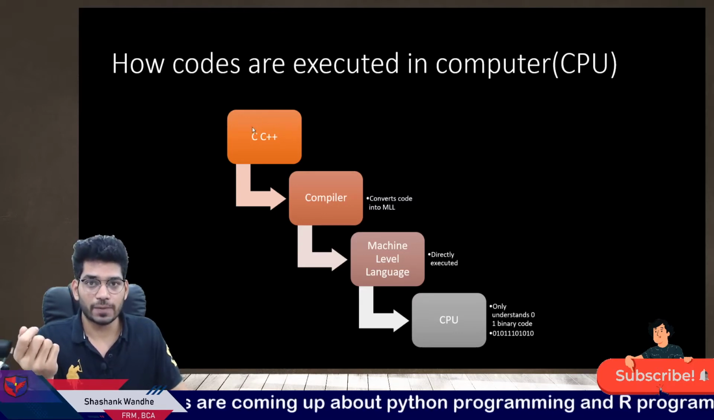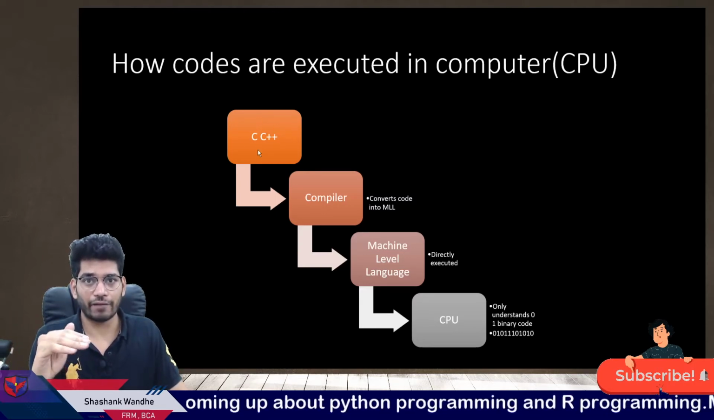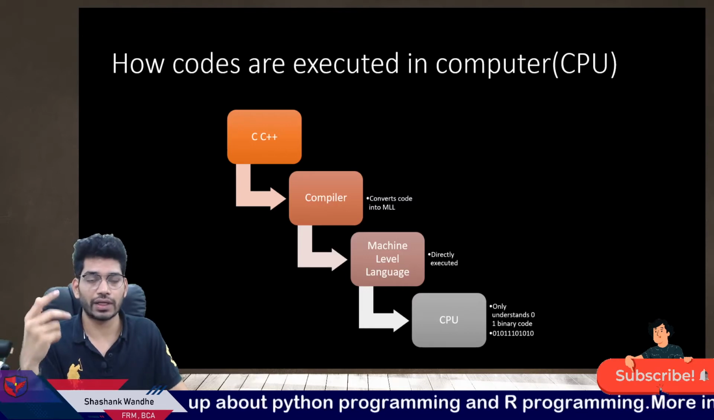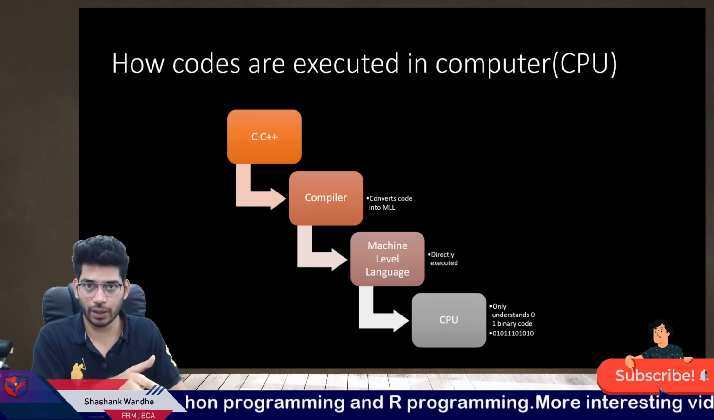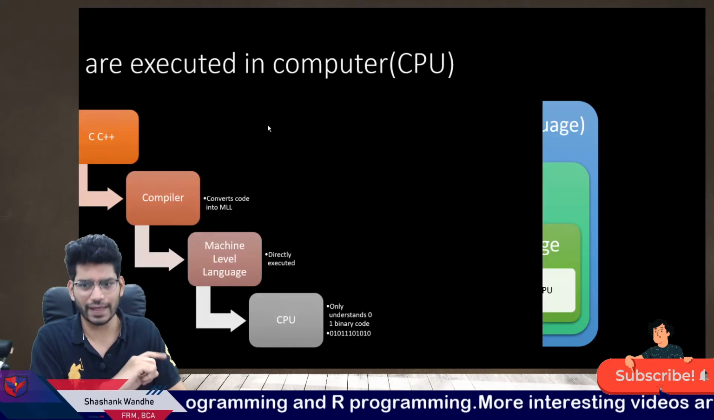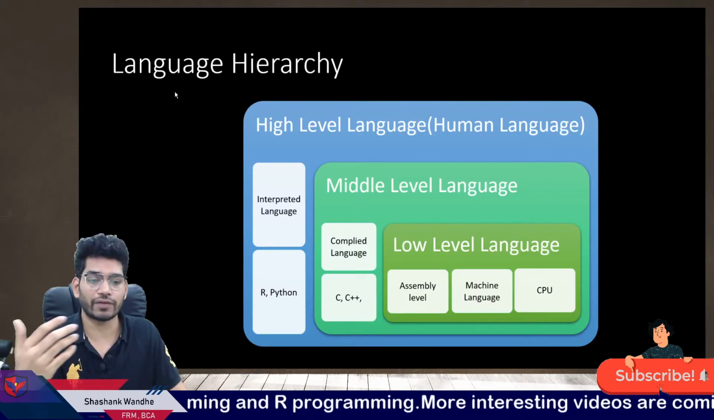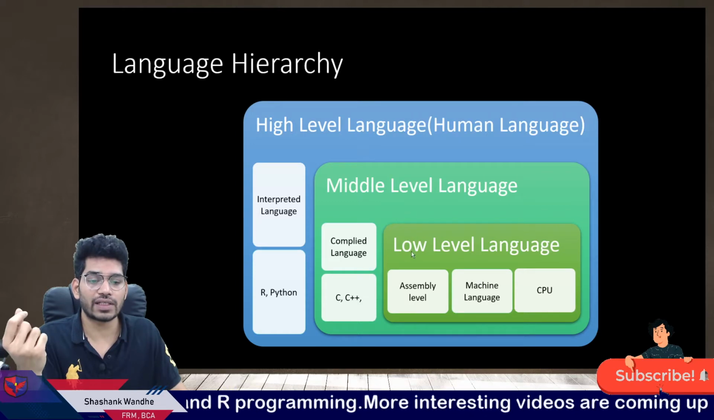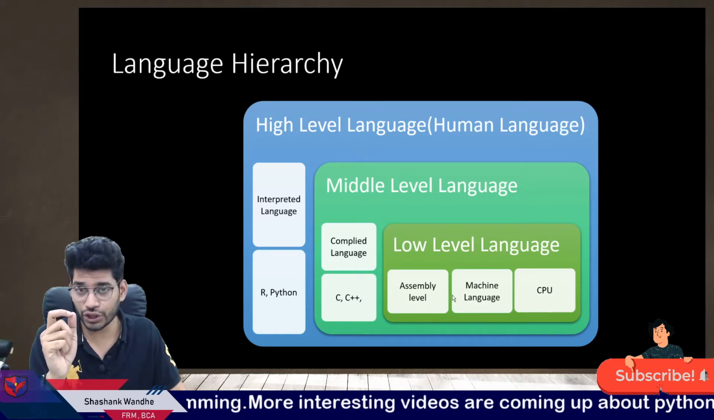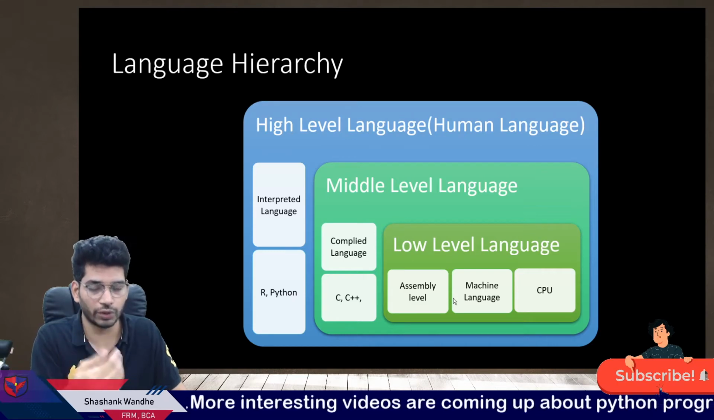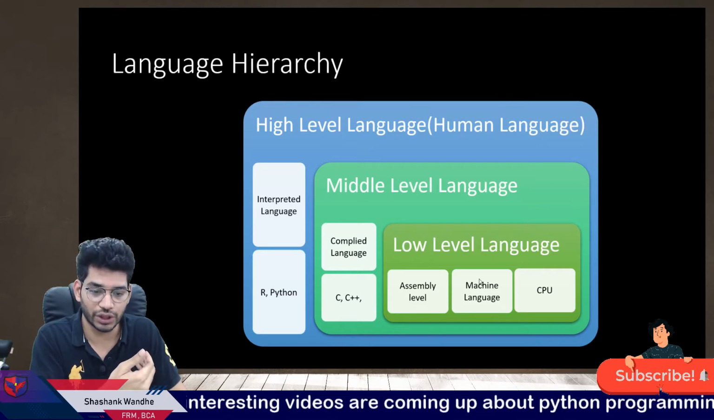C and C++ are middle level languages or high level languages; they can be categorized in both. So what are the middle level languages and the high level languages? We will study this in the next slide. So here, this is the language hierarchy. First of all, it starts with the low level language: the CPU, central processing unit, where machine level language is used. It can only understand machine level language.